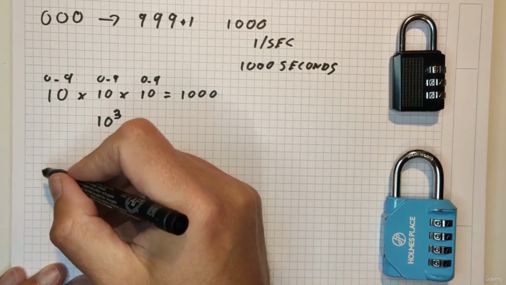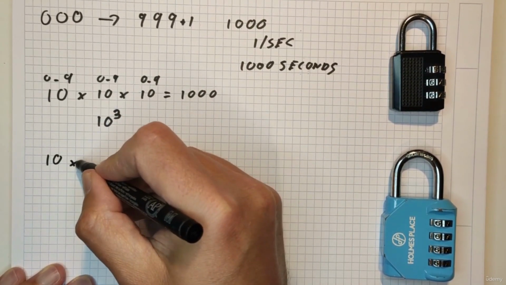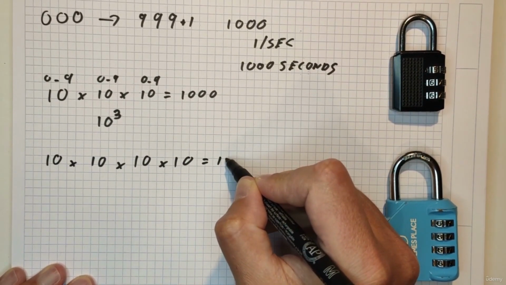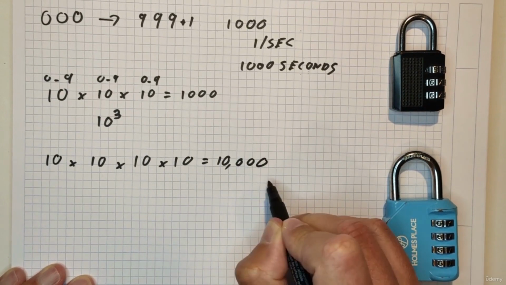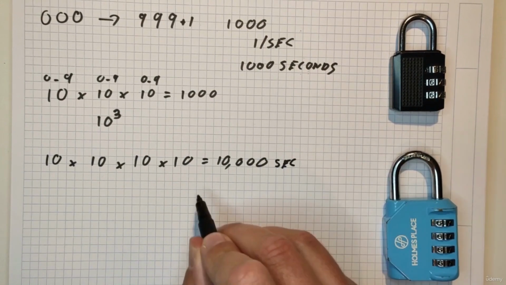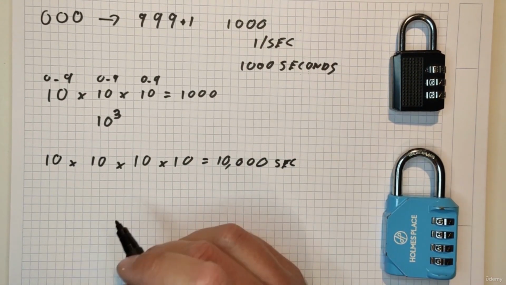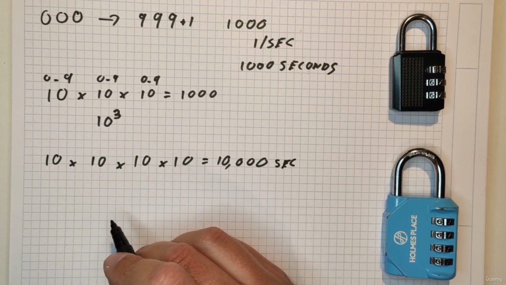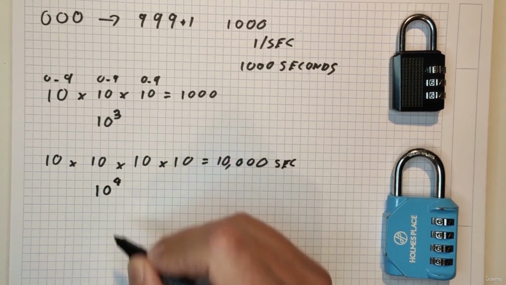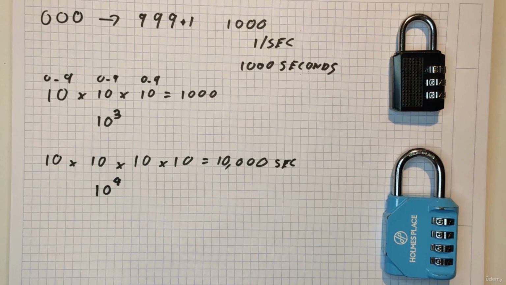Now let's try to repeat the same exercise that we did before with this bigger padlock, the one that has 4 dials. We can use the same technique that we used before for the 3 dial padlock. We do 10 times 10 times 10 times 10, because we have 10 combinations on each dial. This gives us 10,000 as a result. And if we took 1 second per combination, we would spend a total of 10,000 seconds to open this padlock. And again, we can rewrite this in a different notation. We can simply say 10 to the power of 4, which means 10 times 10 times 10 times 10.